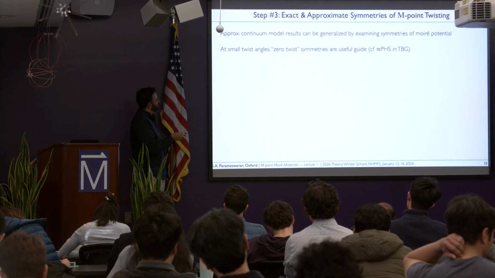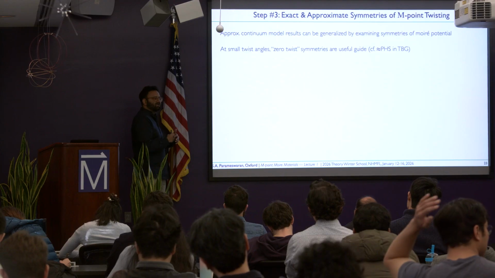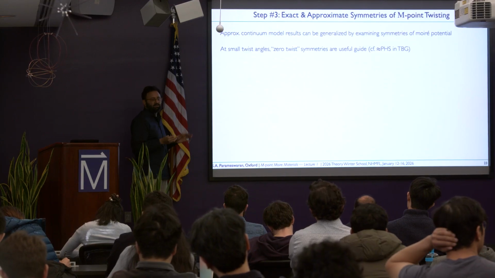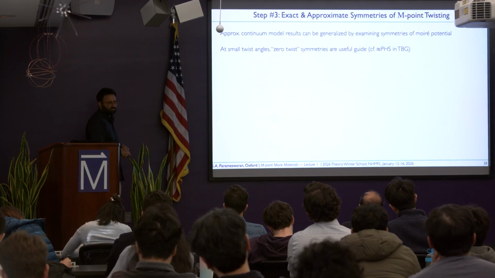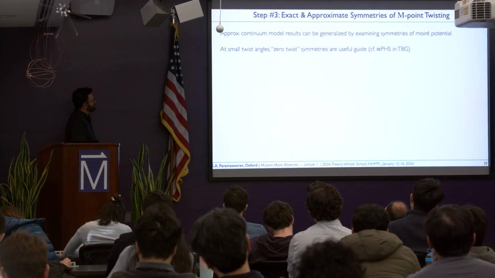They give you some symmetries, but you can generalize them by asking, let's just think of the moiré potential consistent with all the symmetries, work with that and think of the constraints, and that gives you a better guide. So what I'm going to tell you is a summary of that.